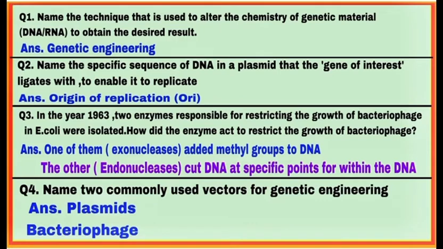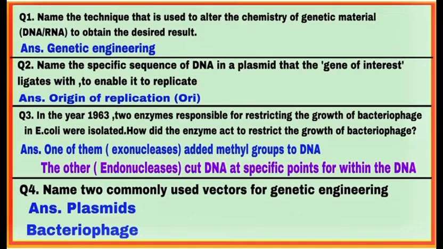Question number 3. In the year 1963, two enzymes responsible for restricting growth of bacteriophage in E. coli were isolated. How did the enzyme act to restrict the growth of bacteriophage? Two enzymes जो bacteriophage की growth को restrict करते हैं in E. coli, they are number 1 exonucleases which add methyl group to DNA, and number 2 is endonuclease which cut the DNA at specific points within the DNA.